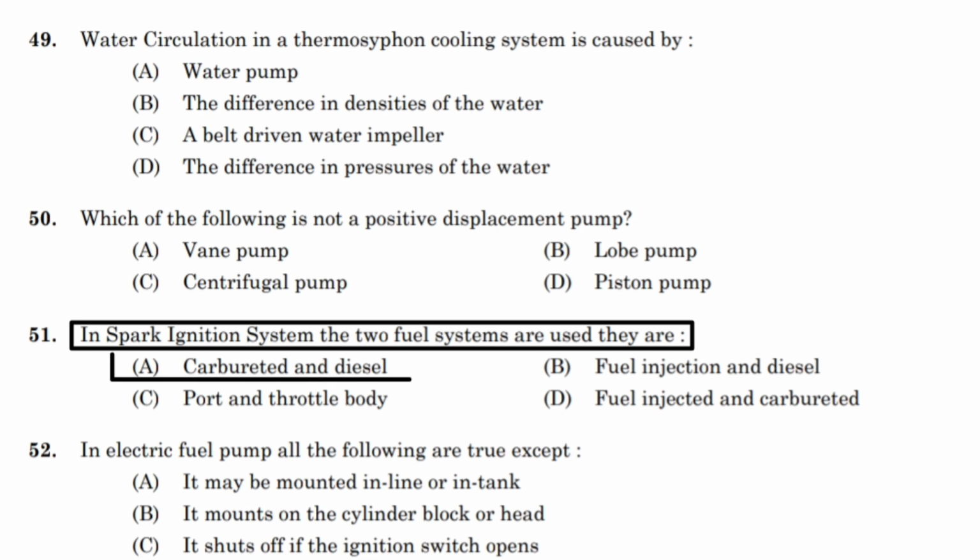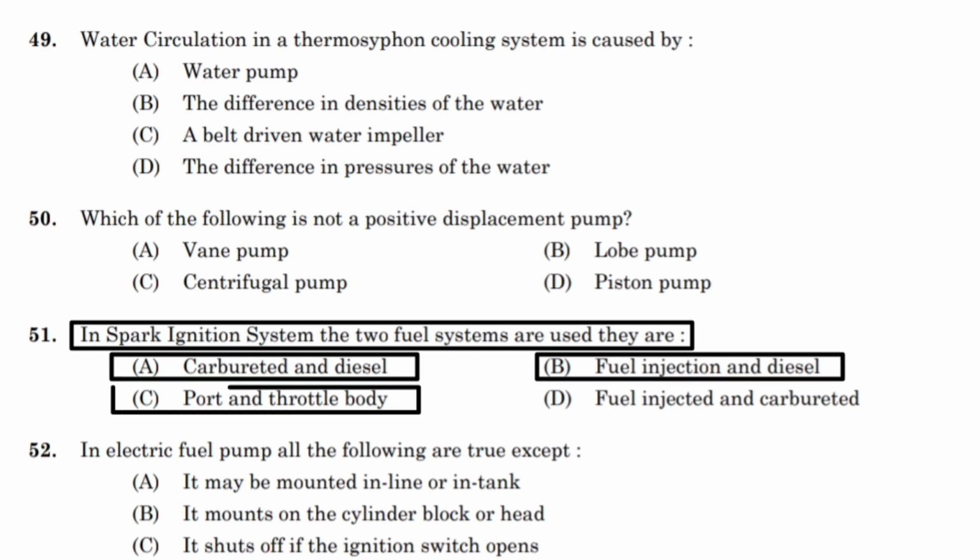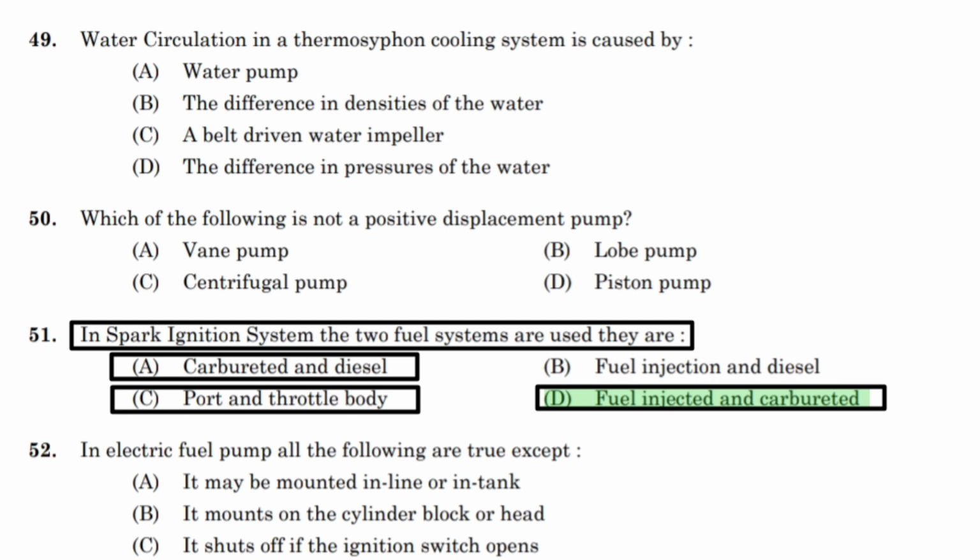They are A. carbureted and diesel, B. fuel injection and diesel, C. port and throttle body, D. fuel injected and carbureted. Answer D. Fuel injected and carbureted.